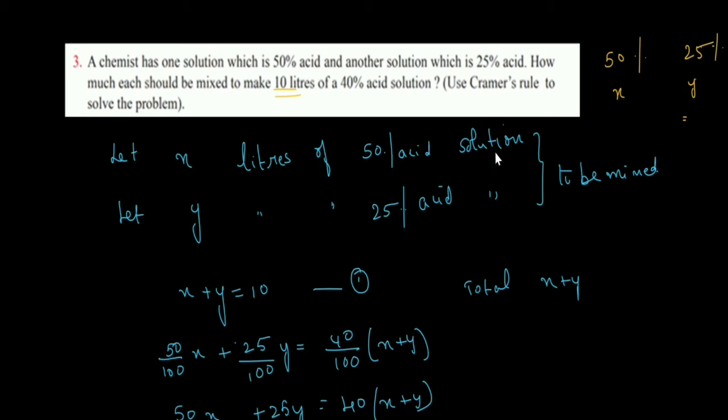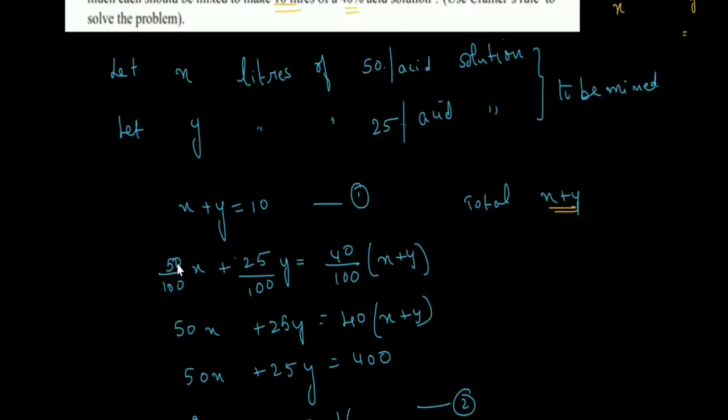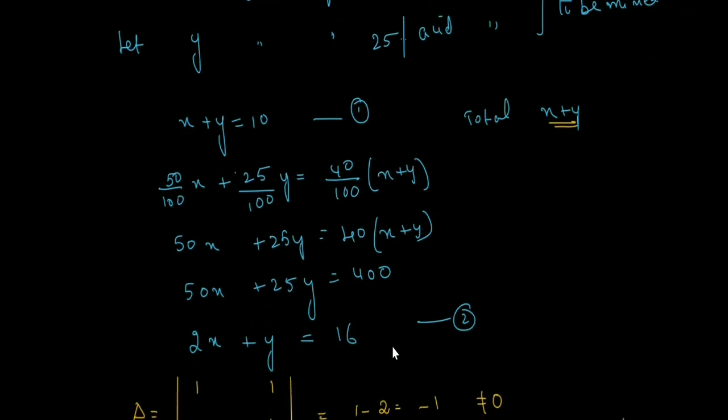After mixing x and y, in total you will get x plus y. Now the question is, x plus y should have 40% acid solution. So 50% of x plus 25% of y should give you 40% of x plus y. But what is x plus y? It is equal to 10. So 40 into 10 is 400. So the second equation is, you can divide by 25, and you get 2x plus y is equal to 16.